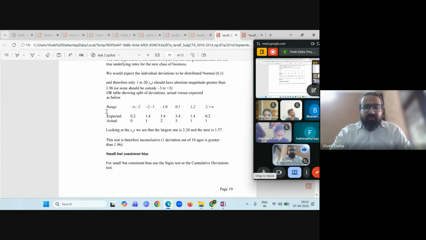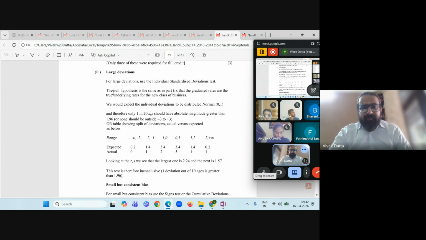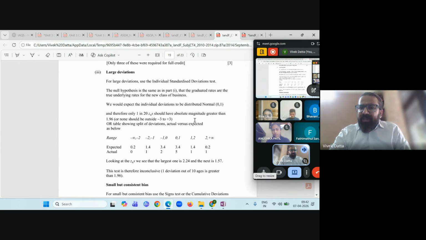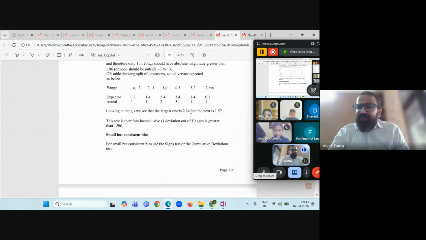Okay, now when we do the ISD, here they have not updated the null hypothesis, but we'll see in some sums that we must update it. I will show you those sums later. Now, 1 in 20 should have absolute magnitude greater than 1.96 maximum. Here we see 2.27 and next is 1.7. So the test is therefore inconclusive. Why inconclusive? I still want to reject H0. Inconclusive because there isn't strong evidence. So either you can write inconclusive or you can say that there is slight evidence to reject it. However, given the small sample size, we need to investigate further. Clear?